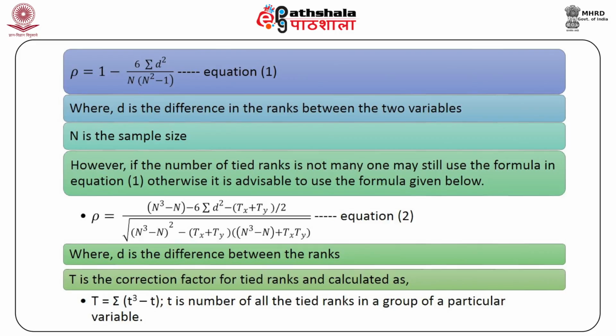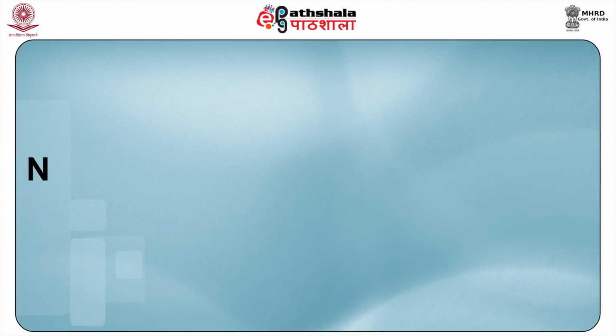where d is the difference between the ranks, T is the correction factor for tied ranks and calculated as T is equal to sigma t cube minus t. t is the number of all the tied ranks in a group for a particular variable. N is the sample size.